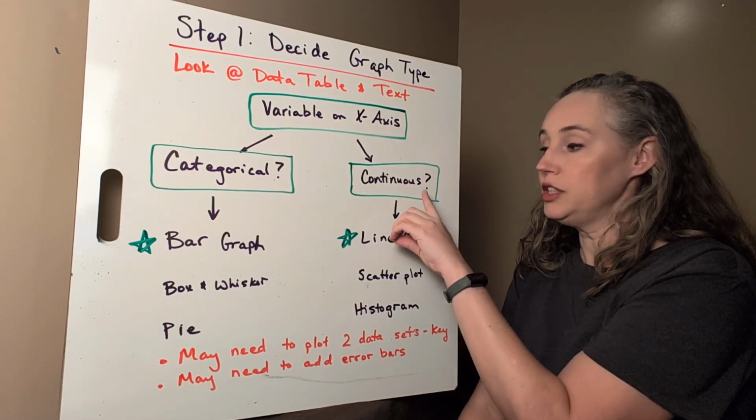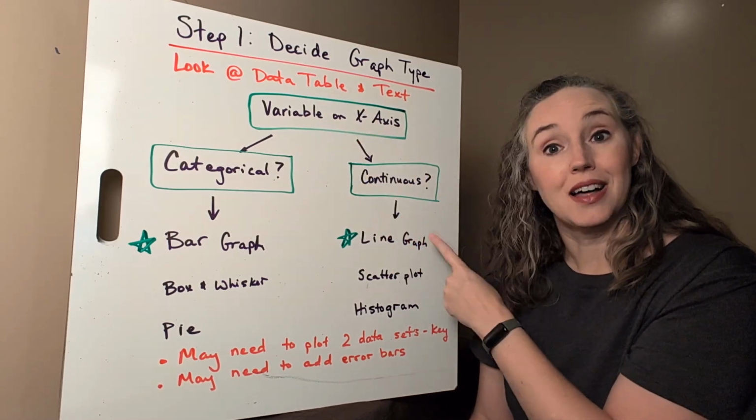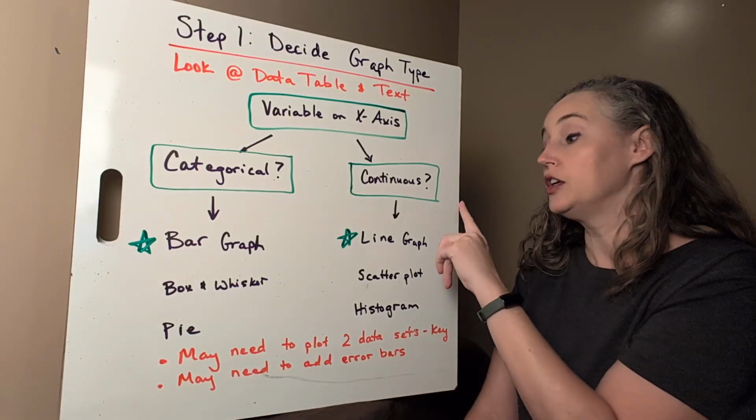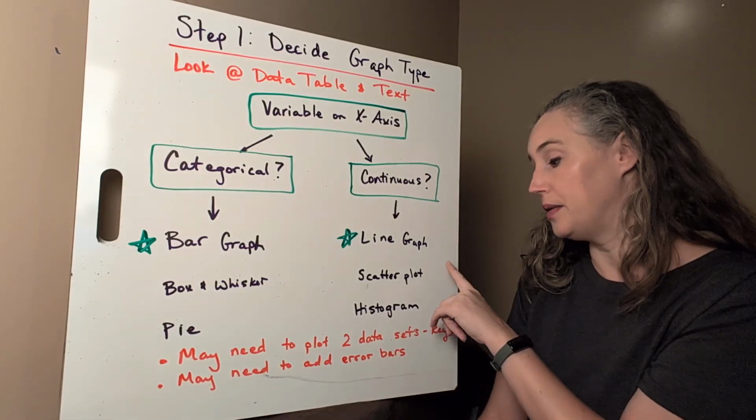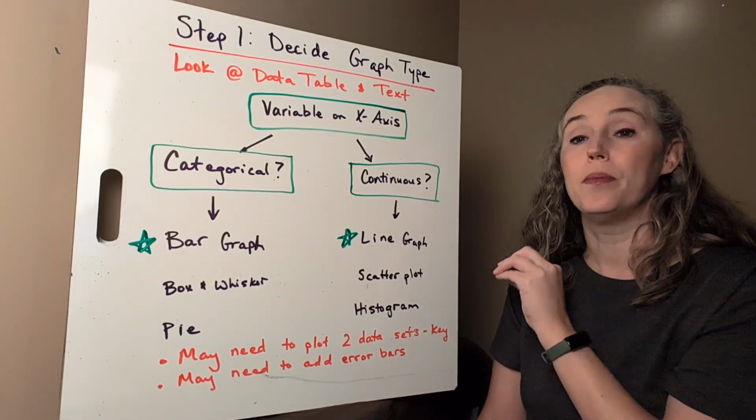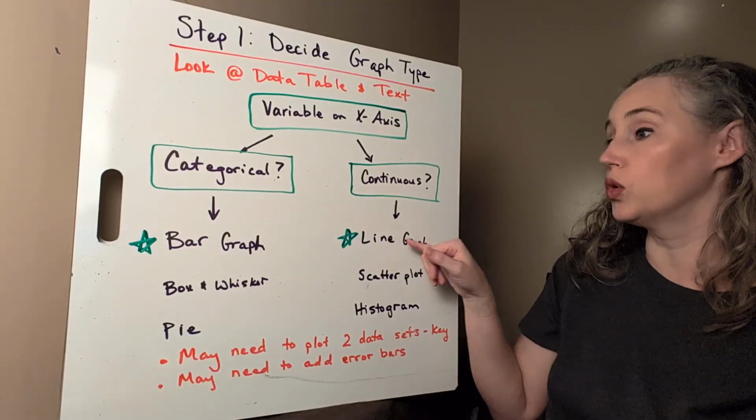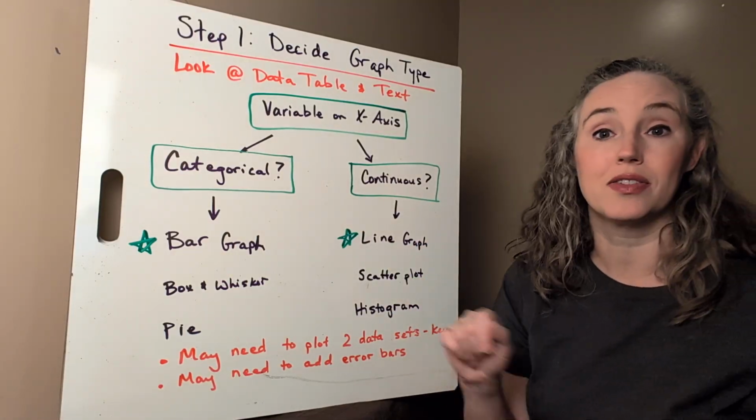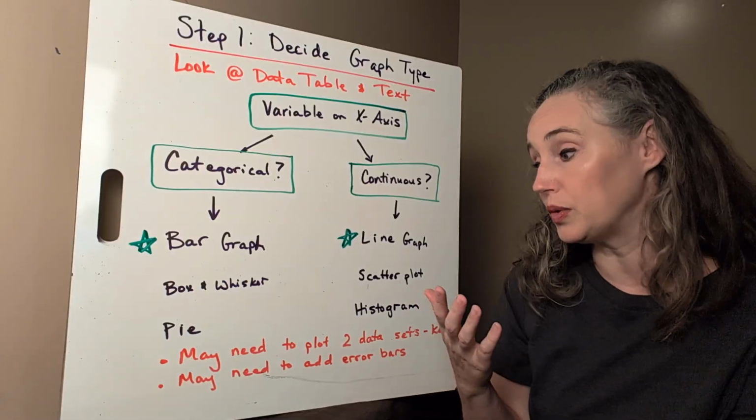Then if it's continuous, you're most likely going to be making a line graph. Now, there's also the option for a scatter plot, and a histogram is another type of continuous graph, but when it comes to what you're going to have to make, it's going to be a bar or a line graph.